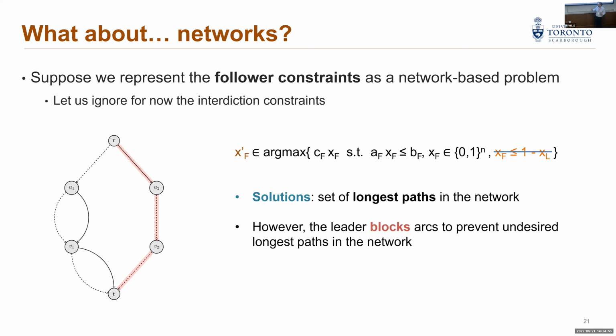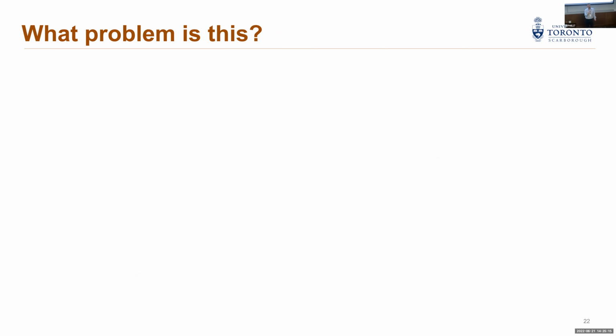So let's say the follower comes, oh, I'm going to give you this solution here. The leader can come and say, no, you won't have that. I'm going to pose a constraint that is going to block this arc. So then it has to choose another longest path. And this is the game that the leader and the follower are playing. Make sense? Okay, great. So what type of problem is this?